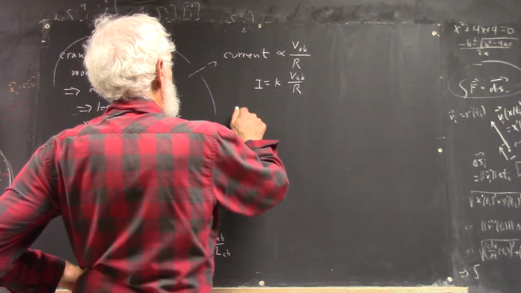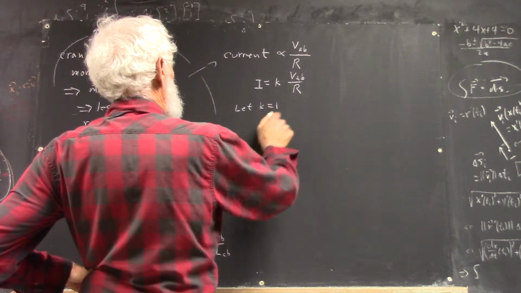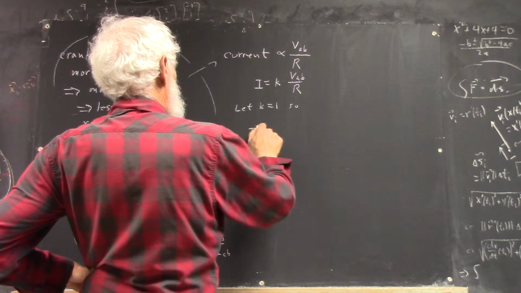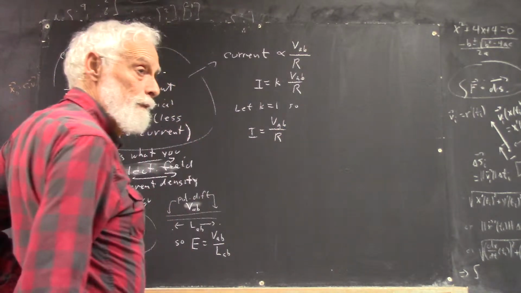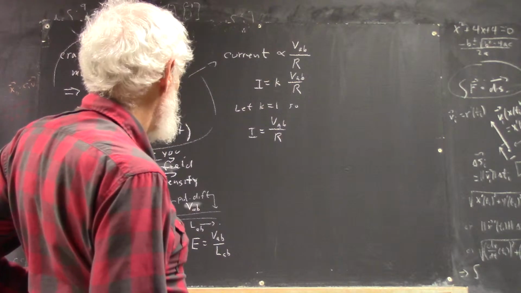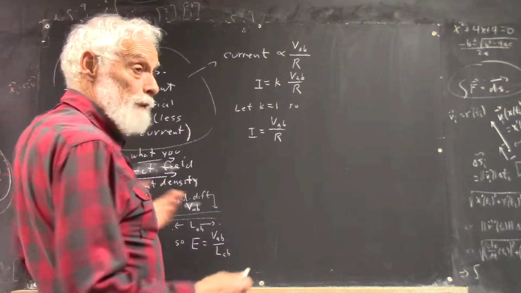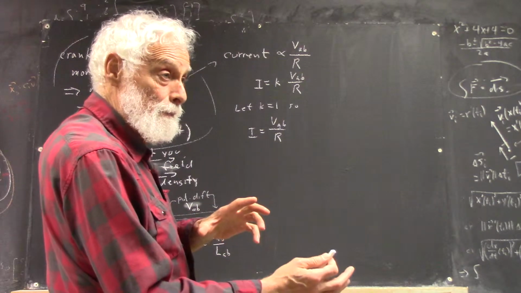Now, we're just going to let K equal 1. So I equals VAB over R. Okay? Now, that's it. That's Ohm's law. You know, Ohm did this experimentally. Okay?